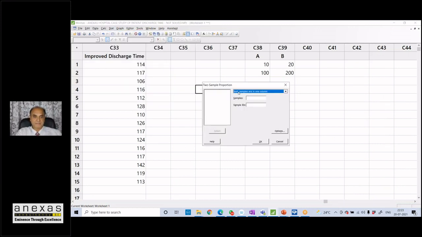P-value will be high, yes. Let me see. 10 divided by 100 can be 1. Actually, it is 1 only. Yes, you're right. See, you have started predicting the p-value also. Okay.